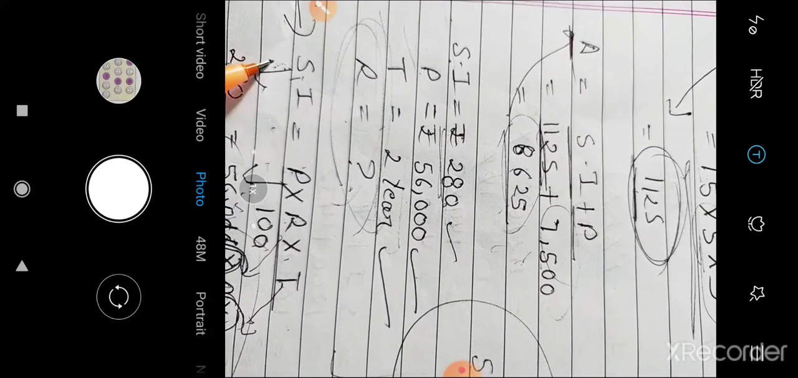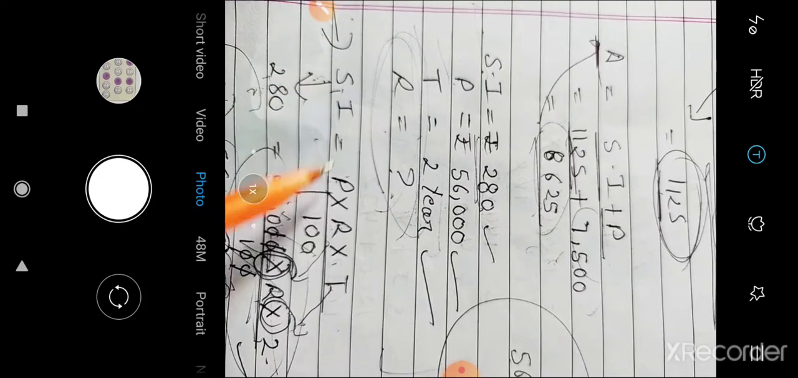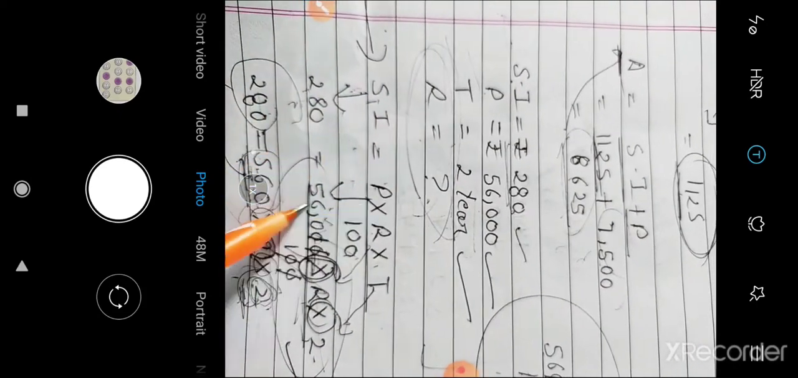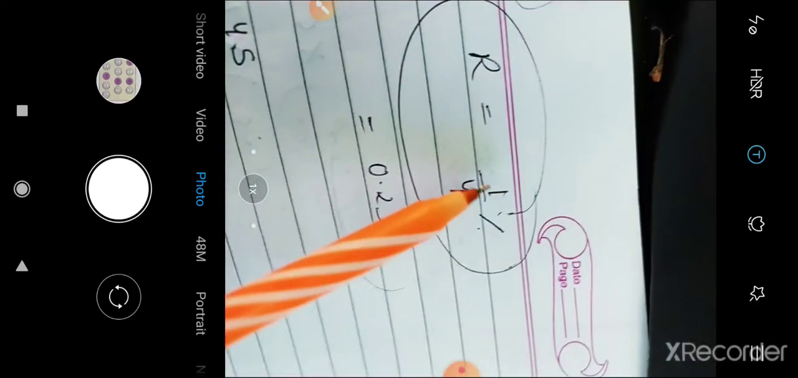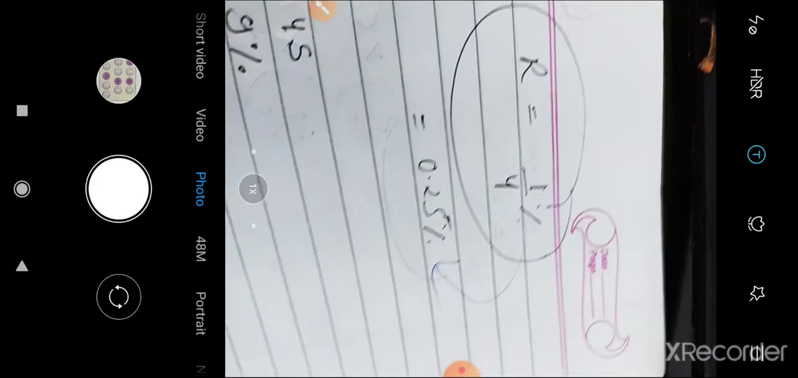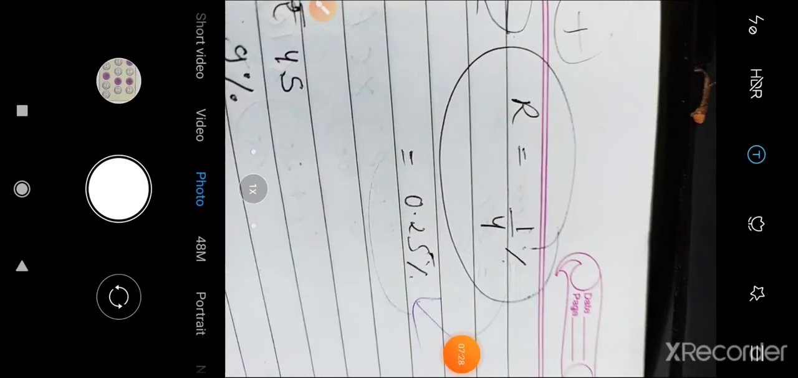So here we are going to apply the formula of simple interest. It is P multiplied by R multiplied by T upon 100. After substituting all the values and after calculating it, we have the answer 1 upon 4%, and we can write it as 0.25%. In this way, you can solve its next question.